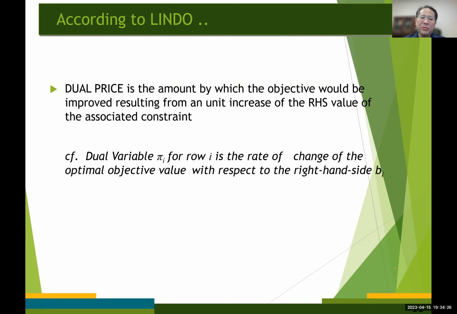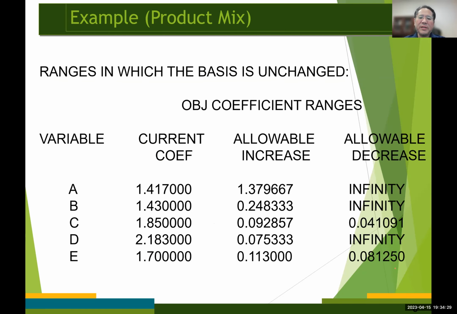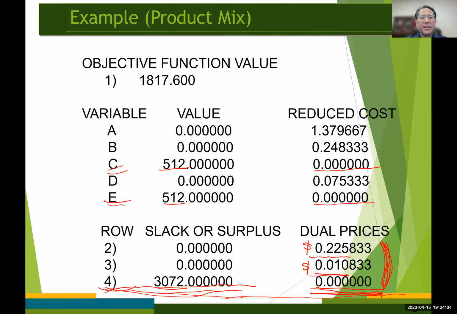In other words, within these ranges, both products C and E will be manufactured 512 pounds per week, and all the other products, A, B, and D, will not be manufactured at all, okay? Of course, the objective function value naturally changes when the objective function coefficient changes.